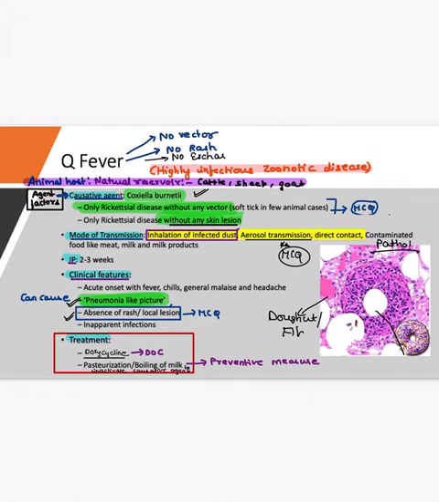So this is important, guys, from the fibrin ring granuloma thing. Now guys, coming on to the Weill-Felix test.